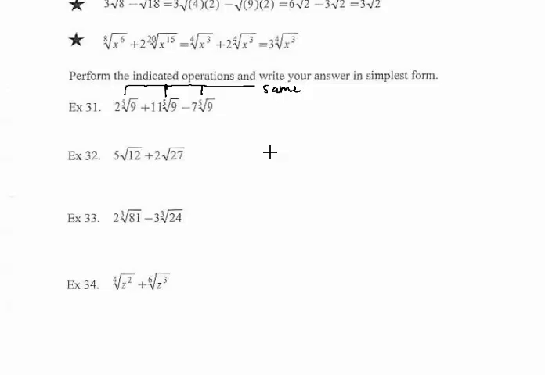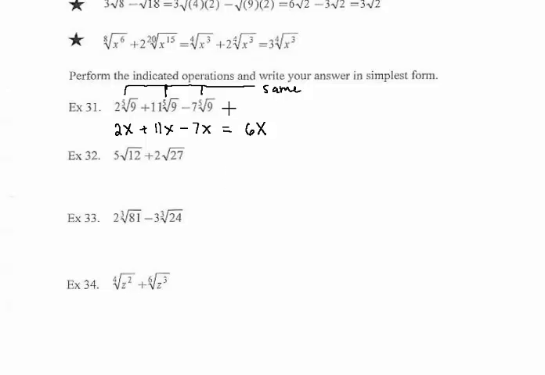Alright, so when you look at example 31, you should see something that is similar to a 2x plus an 11x minus a 7x. If we were given this instead, 2x plus 11x minus 7x, we would just keep the common variable part x and carry out the operations with the numbers. 2 plus 11 is 13, minus 7 would give us a 6. So we'd write down the 6 and just put a single x to the side.